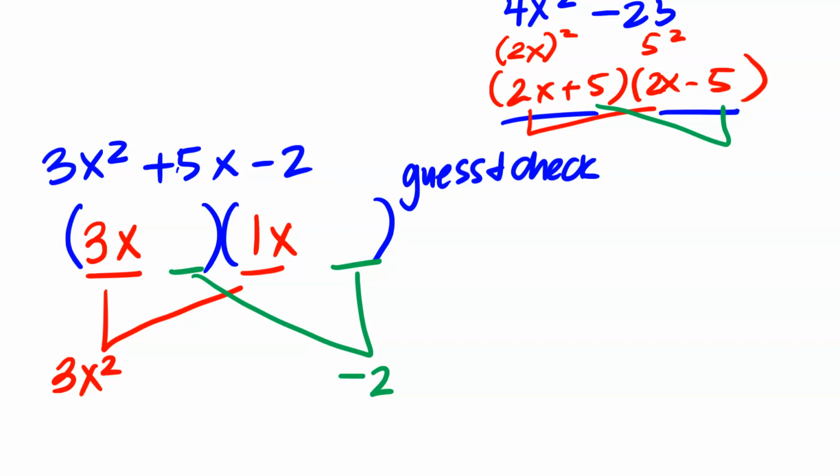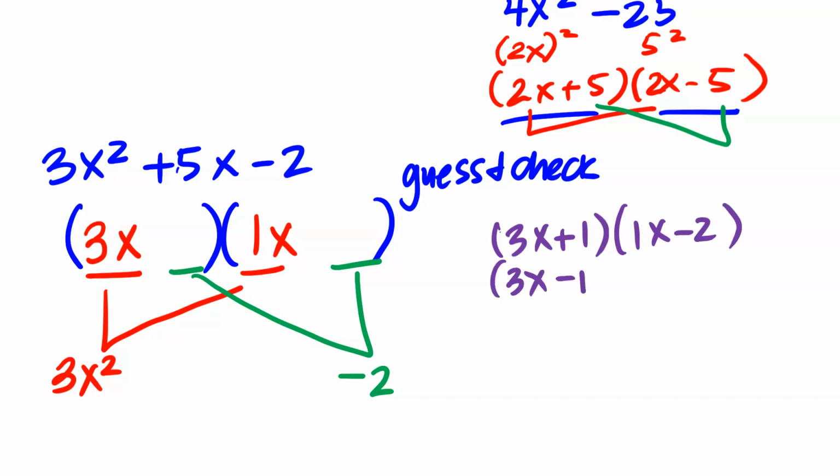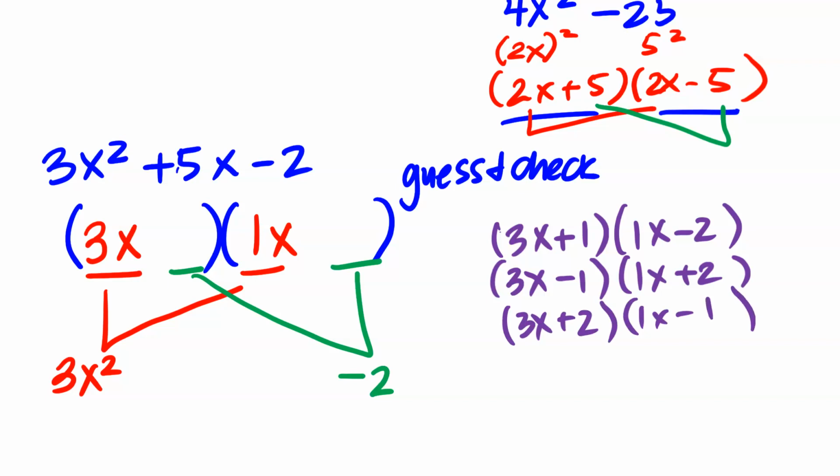So, unfortunately though, we have 4 different possibilities. Oops, that's a giant pen. I don't want that. We have 3x plus 1, 1x minus 2. We have 3x minus 1, 1x plus 2. And then we could also have the 2 in the different place: 3x plus 2, 1x minus 1, and 3x minus 2, 1x plus 1. So you can see 4 options.